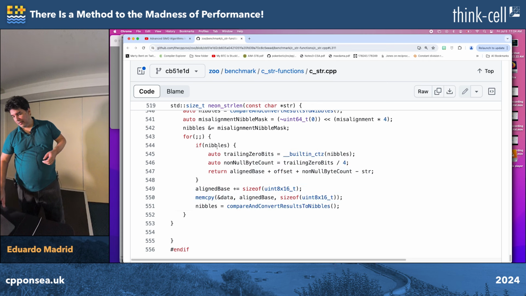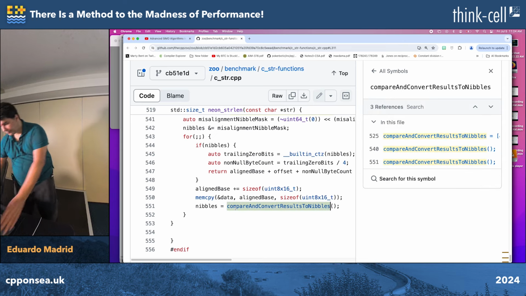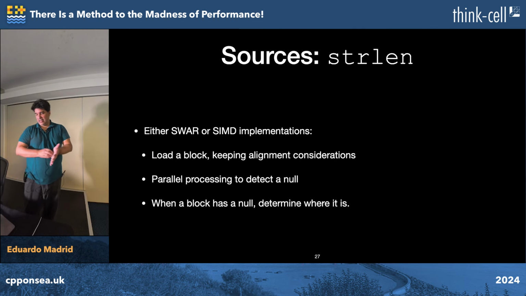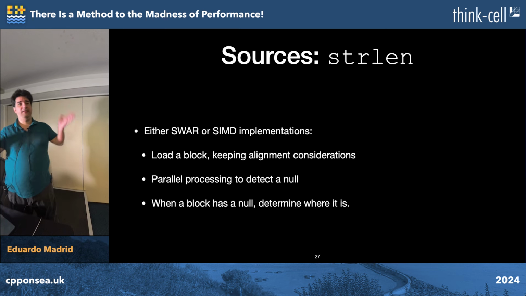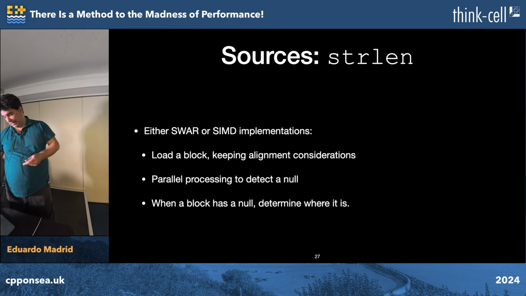if we're breaking the loop invariant, we do the computation of where the null was and get out. And if not, we load the next block and do the comparison, right? So what we have seen is that our implementations have a lot of commonality to it. We load a block, keeping alignment considerations. We do parallel processing to detect a null. And when the loop invariant is broken, we determine where it is and we are out, okay? So there isn't much more complication to that, right?